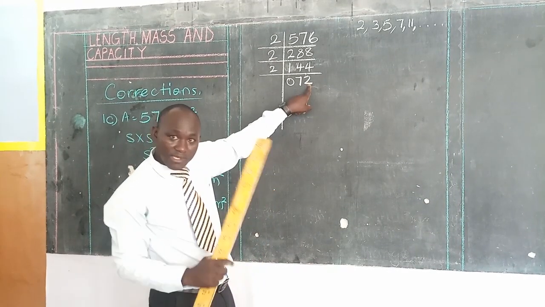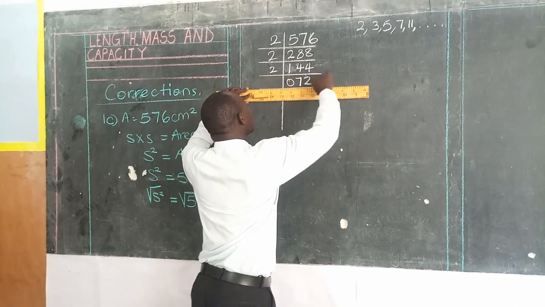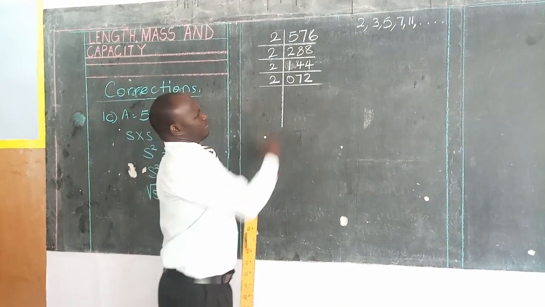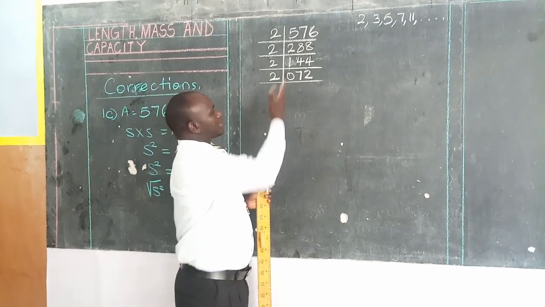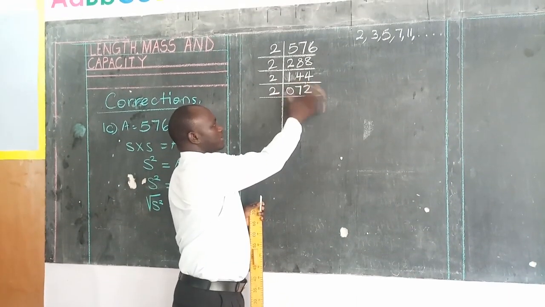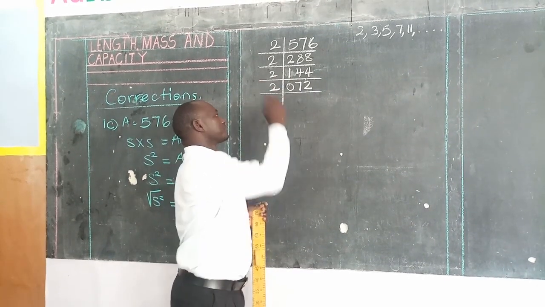Our last digit is still an even number. That means 2 is still moving. You can see we need to continue by 2. This 0 is useless so far because it's not giving a number, so we can't say 0 by 72. It's only 72. So we have 72 divided by 2.